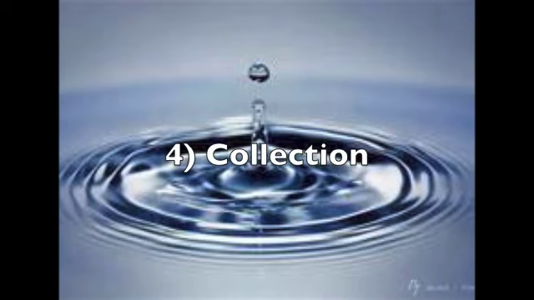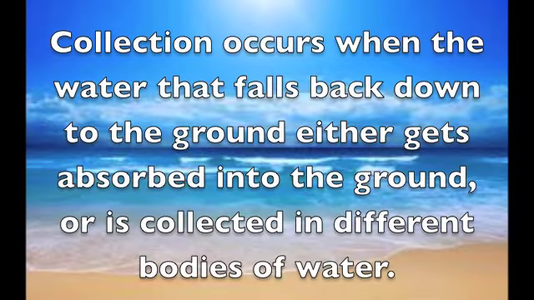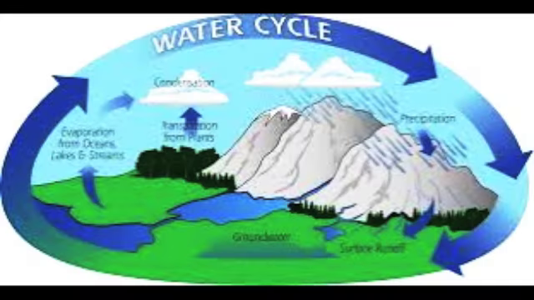Step 4 is called collection. Collection occurs when the water that falls back down to the ground either gets absorbed into the ground or is collected in different bodies of water. Then, the cycle starts over again.